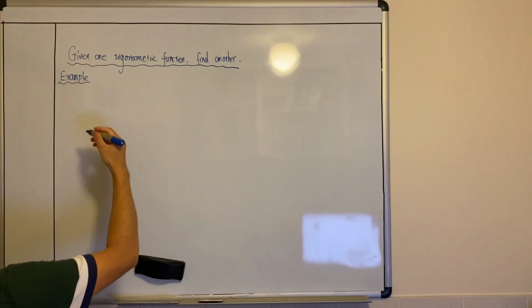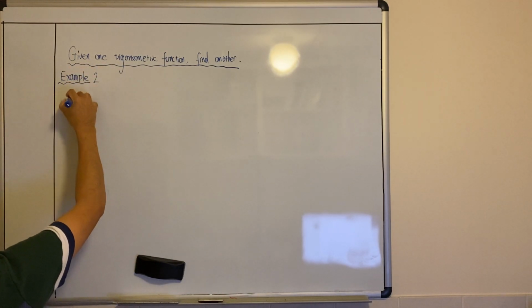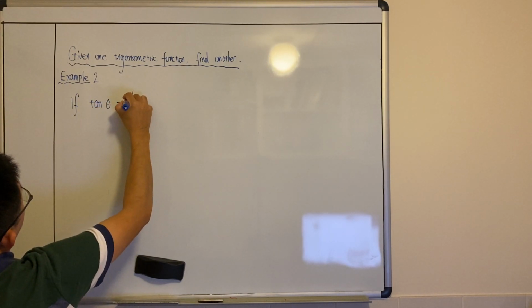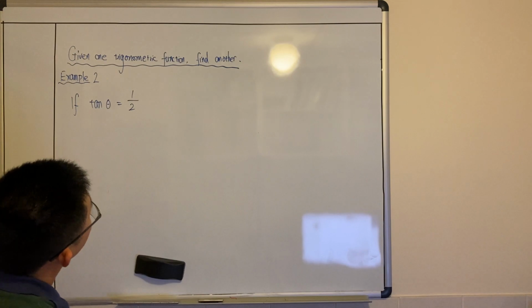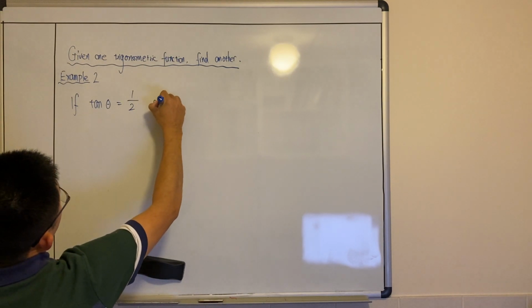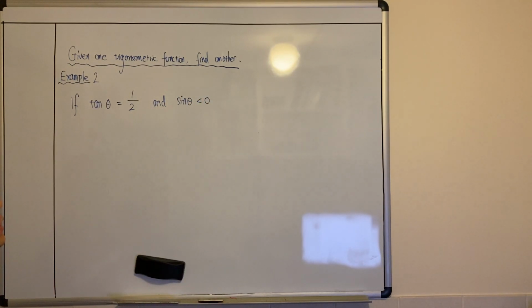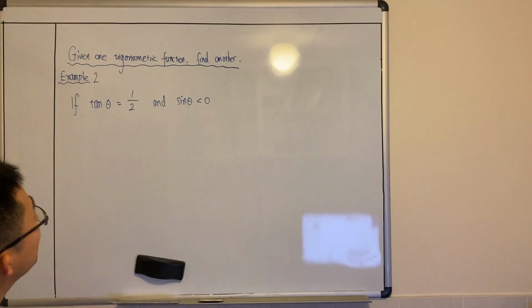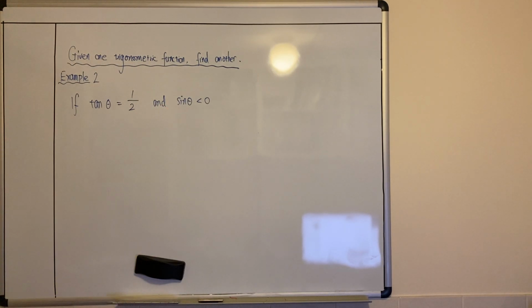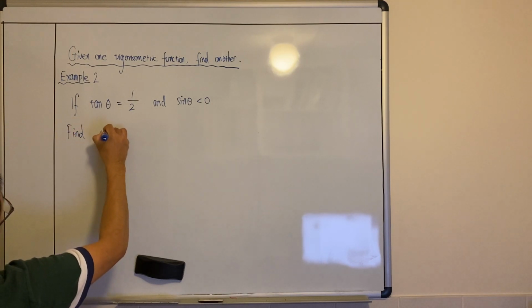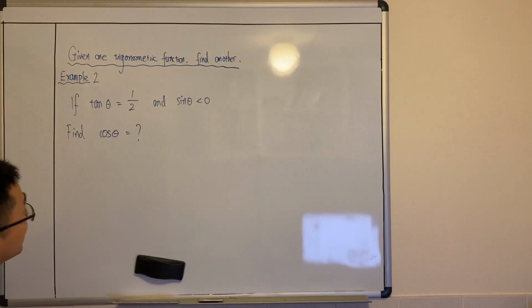Right, so let's have a look at example 2. If tangent theta is equal to a half, and sine theta is less than 0. Alright, if that's the condition we have, tan theta is equal to a half, and we're told that sine theta is less than 0, it's a negative number. You don't really know what sine theta equals right now, but you know it's a negative number. And the question asks you to find cosine theta.